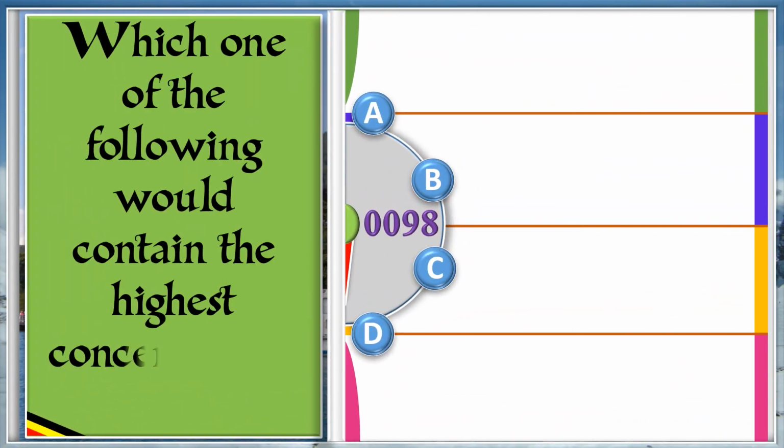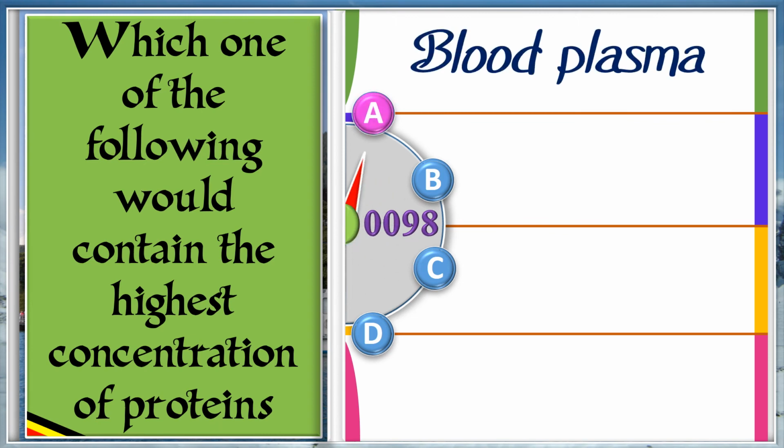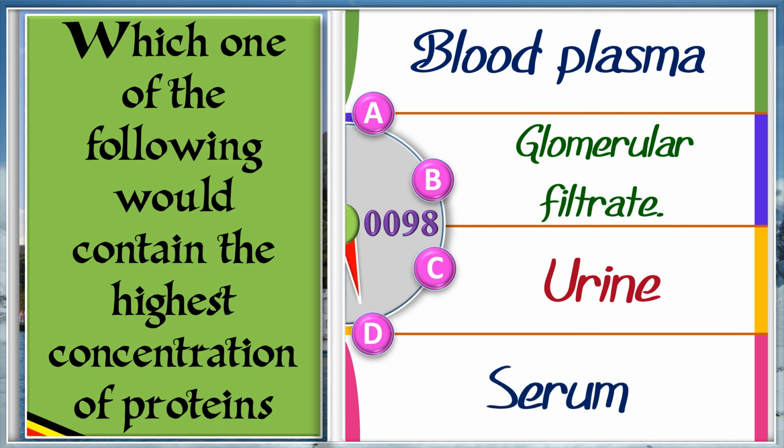Which one of the following would contain the highest concentration of proteins? A. Blood plasma. B. Glomerular filtrate. C. Urine. D. Serum. And the answer is A. Blood plasma.